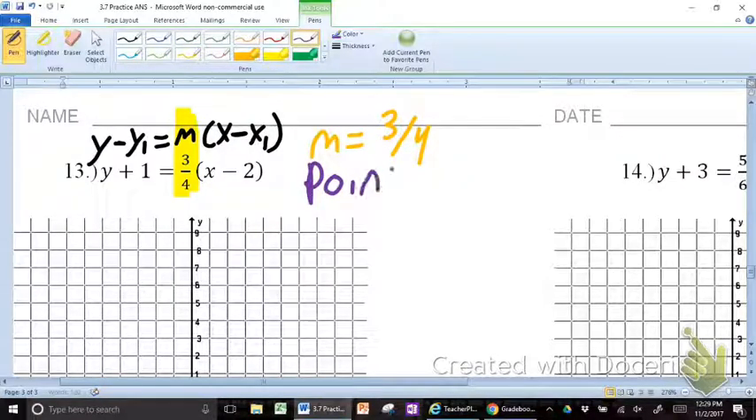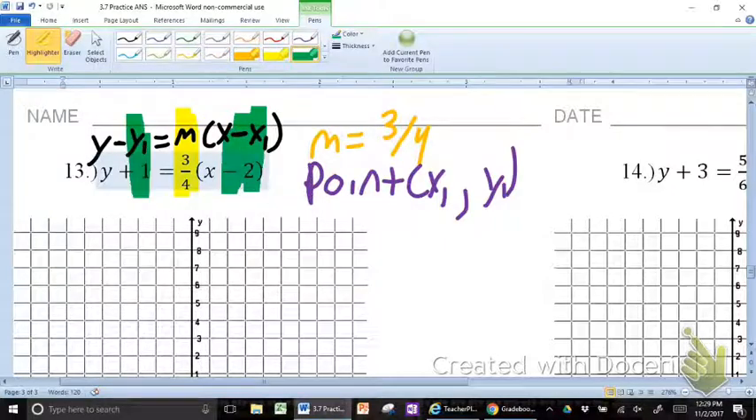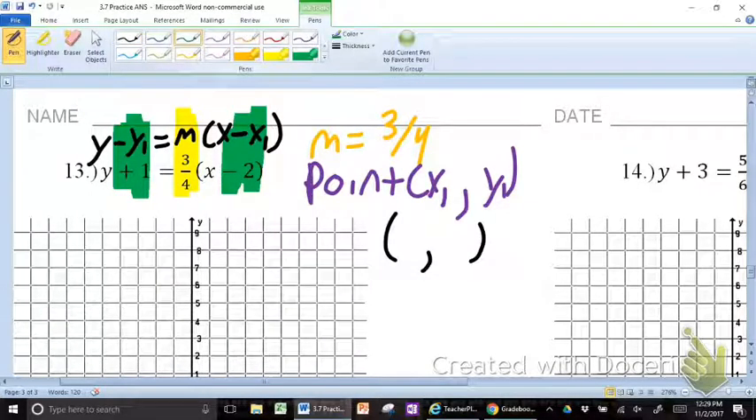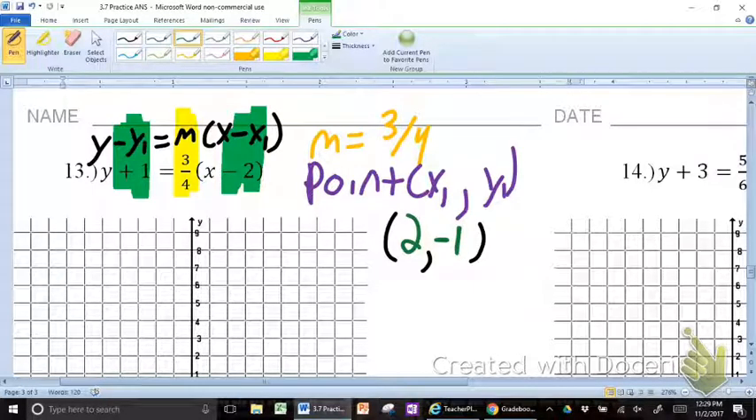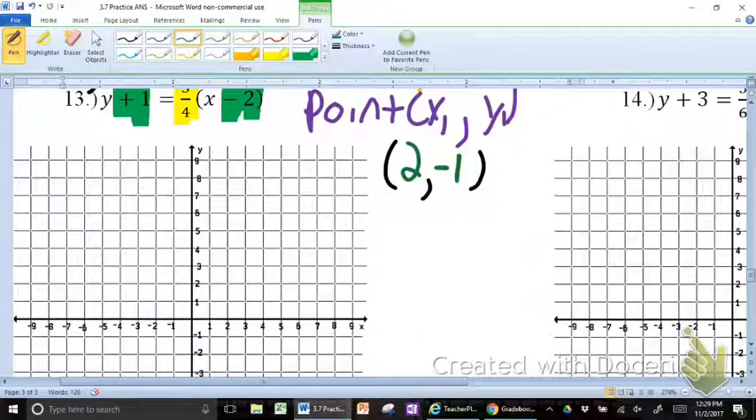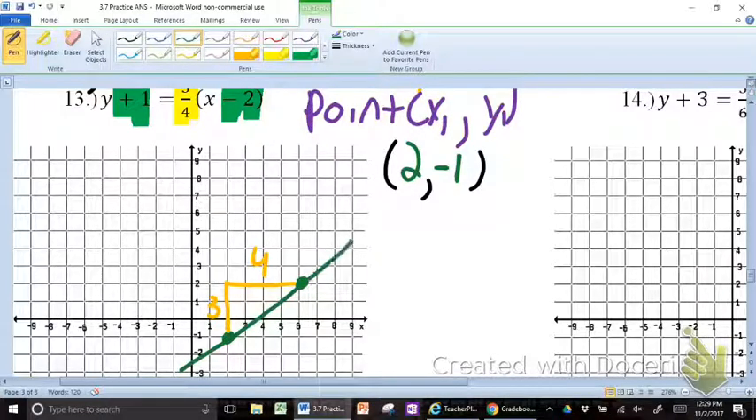My point x1, y1 is going to be similar to the last time. For x1, it's minus 2, so it's the opposite, so plus 2 is the coordinate. For y1, I've got plus 1, so it's the opposite, so the coordinate is minus 1. So now I'm going to go down here and I'm going to plot the point 2, minus 1. My slope is 3/4. That means I have to go up 1, 2, 3, and to the right 1, 2, 3, 4 spaces, and put another dot. And I get that. And there's my line.